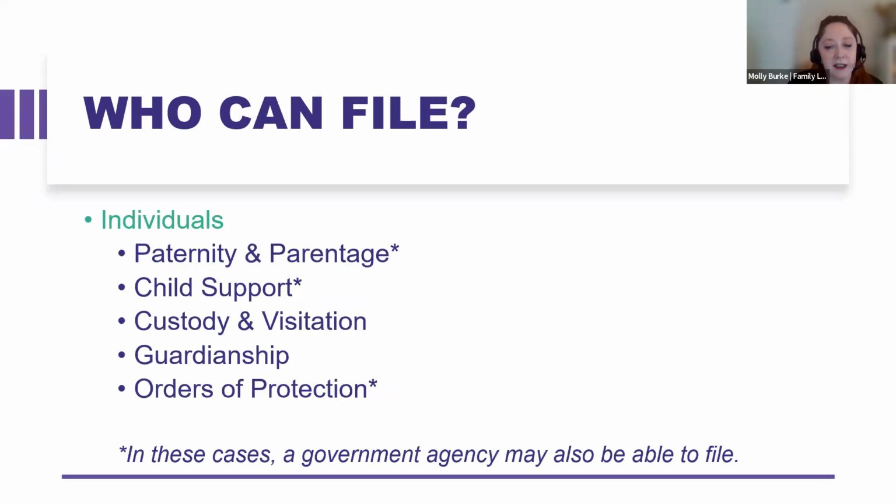But in other types of cases, individuals are the ones to file or to start the case, and our webinar is focusing mostly on these types of cases. So paternity and parentage, child support, custody and visitation, some types of guardianship, and orders of protection. You'll see here that some of the types of cases are starred. That just means that a government agency may also be able to file, but we're going to talk about each of these cases in a little bit more detail, and I'll let you know when a government agency might be able to file in those types of cases.